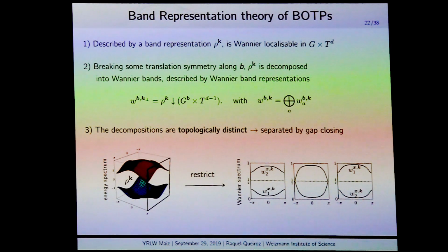So my Wannier bands are described by the bulk band representations of your system restricted to the symmetry group of your edge. And when you do that, you can in fact find different decompositions of your band representations, and those different decompositions can be topologically distinct. It means that if I were to decompose the band representations, this is the Wannier spectrum with two band representations, W1 in the bottom or W2 in the top, if I were to invert this, I would need to close the Wannier spectrum.